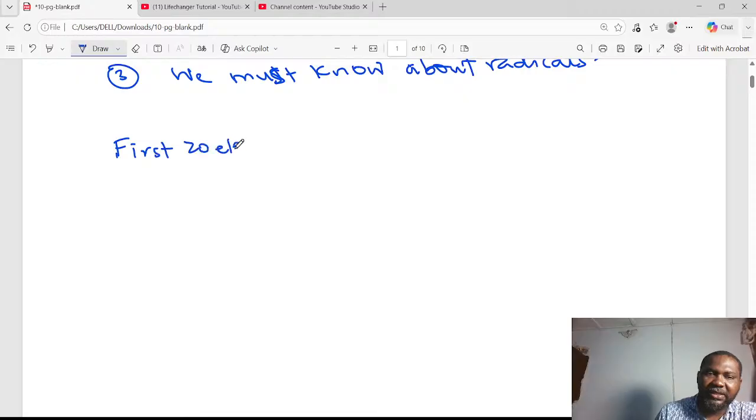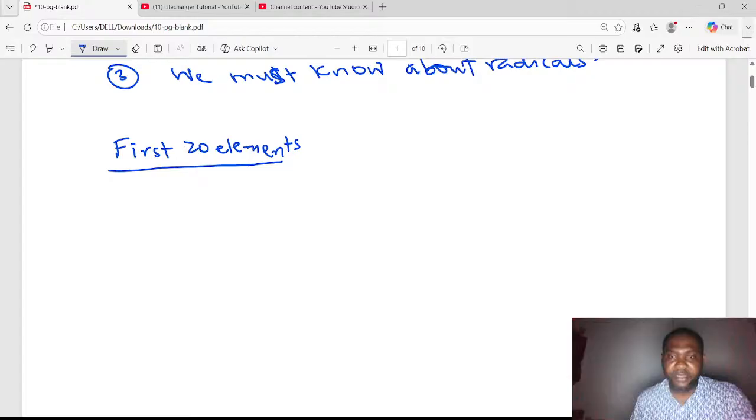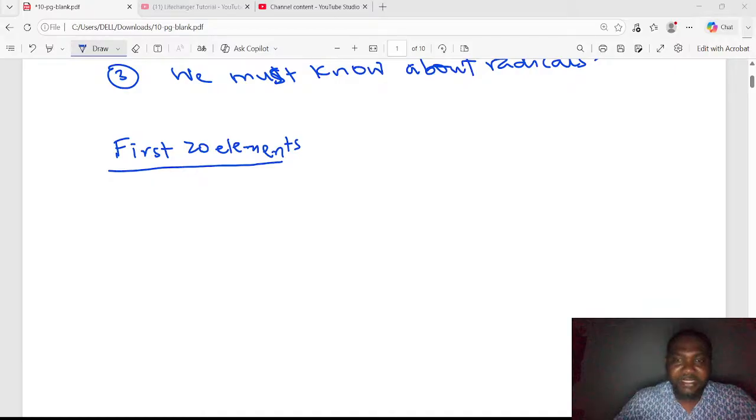And let me say this, the same way when they call you, you are able to remember your name. The same way when you are called upon and you are able to remember your name, that's the same way whenever they call you to state the first 20 elements, you should know, you should state it. It's a must. As a matter of fact, you are supposed to know the first 30 elements.